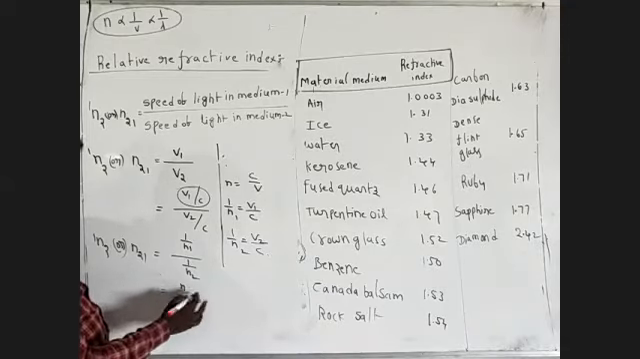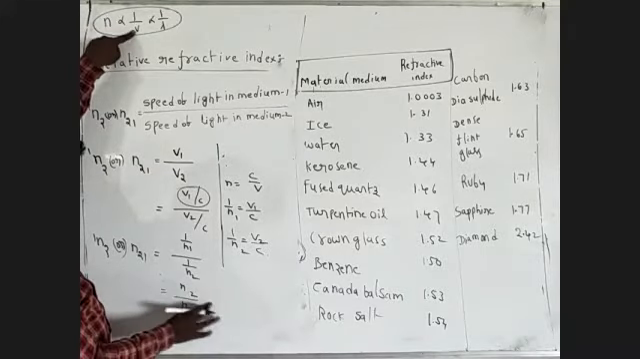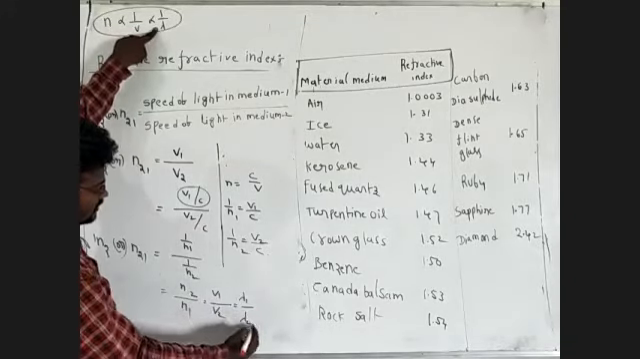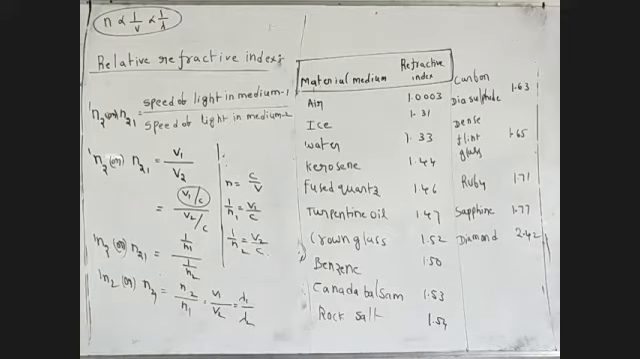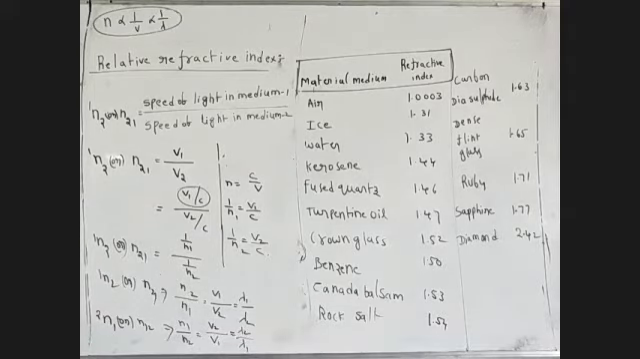Now I'm going to write this as n2 by n1, sorry, this is n2 by n1. N is inversely proportional to v, so this is v1 by v2, which is equal to lambda 1 by lambda 2. This is n21 or R. The second equation also you can write: n12 or R is equal to n1 by n2, which is equal to v2 by v1, which is lambda 2 by lambda 1. This is a formula, very important. This is the relative refractive index.